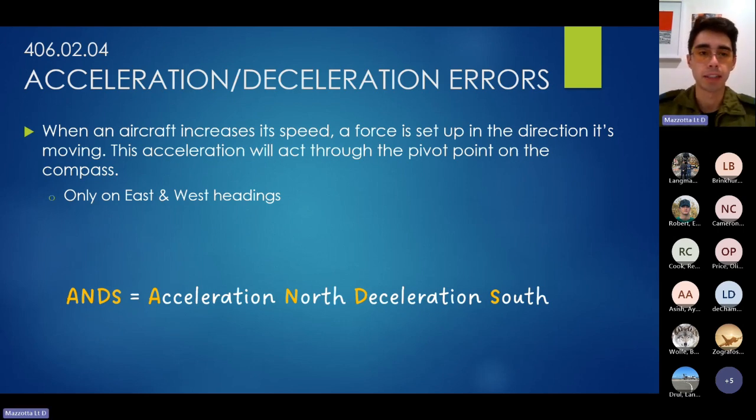Next is the acceleration and deceleration errors. A big thing to note with this is that it only occurs on east or west headings. When the aircraft increases its speed, there's a force that's set up in the direction of its movement. That acceleration acts through the pivot point on the compass, and the magnetic force on the compass causes it to dip when it accelerates. There's another mnemonic for this. It's called ANDS: accelerate north, decelerate south.